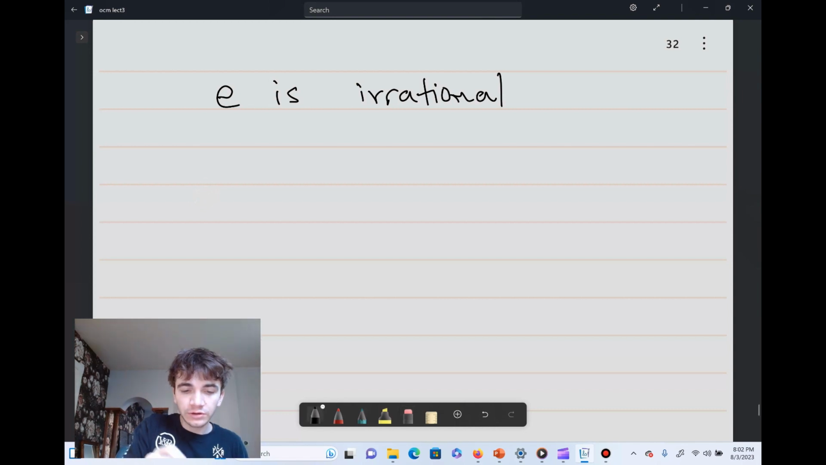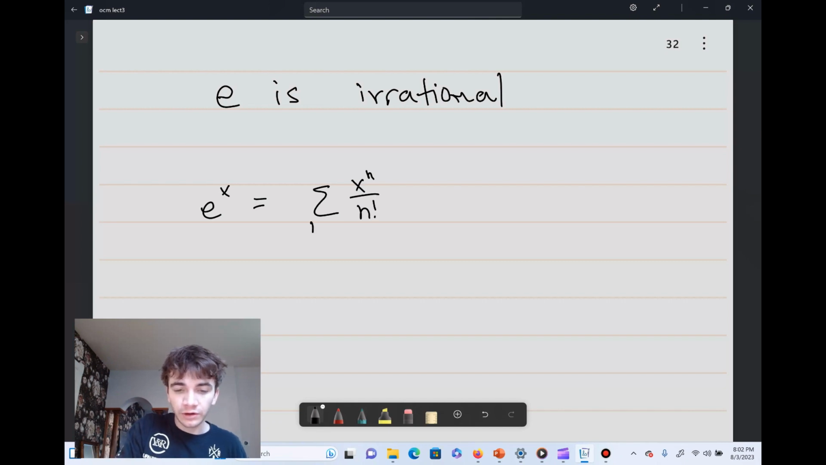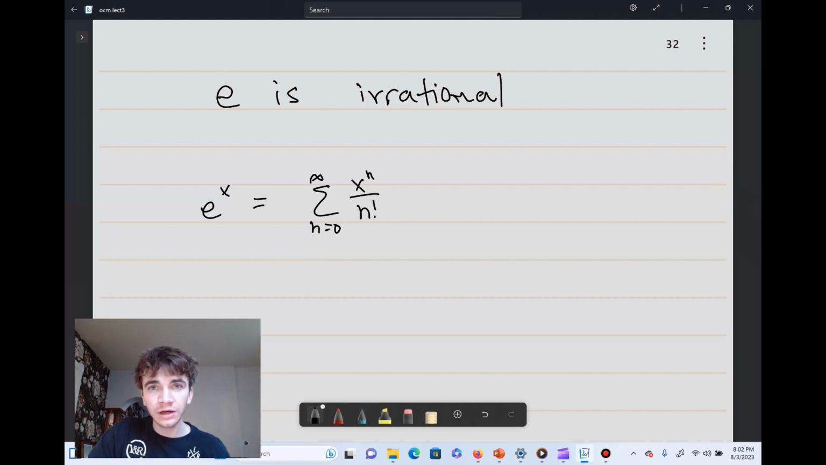So, from calculus 1, we know that e to the x has Taylor expansion about 0, given by the series of x to the n over n factorial, running from 0 to infinity. So to get an expression for e, I need only to plug in x equals 1 into this expression. So I'm going to have this series of 1 over n factorial from n equals 0 to infinity.